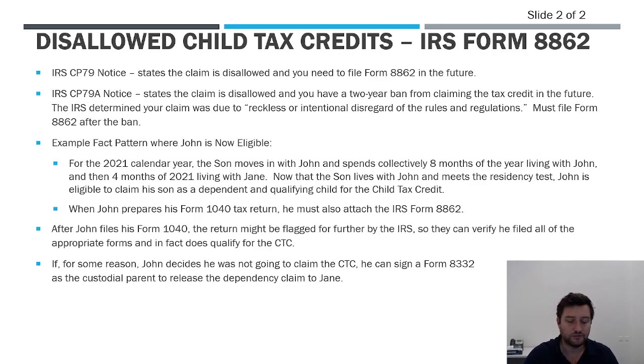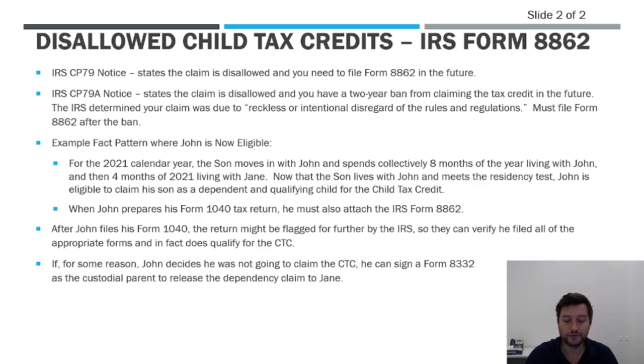Okay, so after John files his form, there is a chance it could get flagged again, put on hold, because the IRS, you're already on their map, so to speak, right? They know that you've claimed credits in the past that you weren't eligible for, so they might take a closer look at it. But as long as you qualify and you've got all the required forms and schedules in your return, including the 8862, you should be okay.